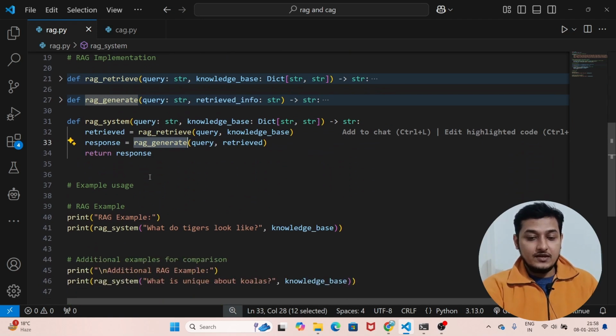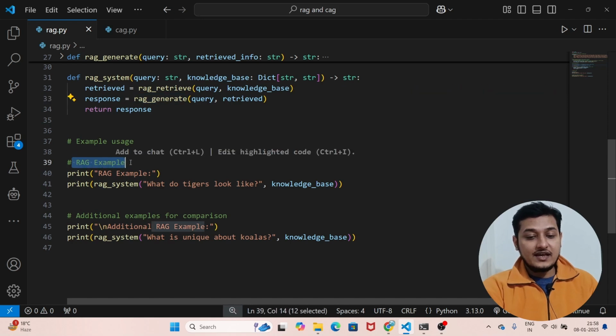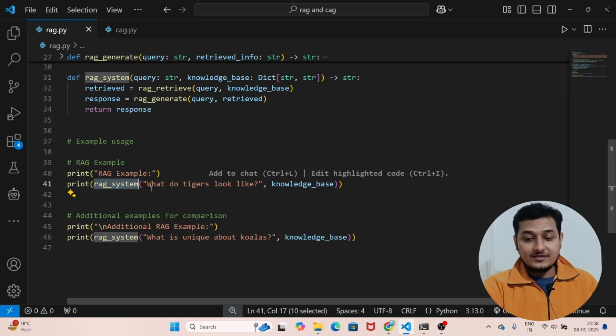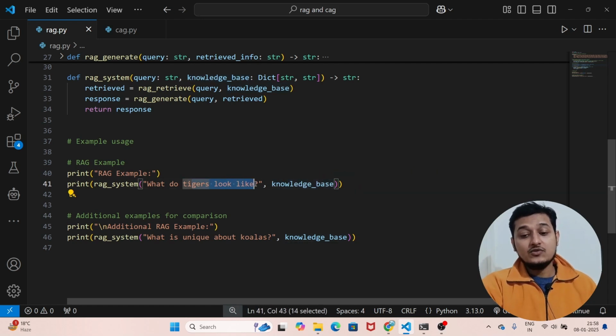Another thing is that here you see I have taken the example. I am calling the rag system with the query: what do tigers look like? And I am also providing this knowledge base, which has all of this information. I need particular information for the tiger. So, what do tigers look like?